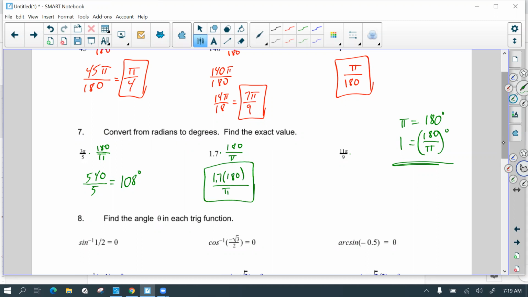11 pi over 9. The pi's cancel out. 180 and 9 both have a 9 in common, so you're left with 20, and 11 times 20 is 220, so 220 degrees.